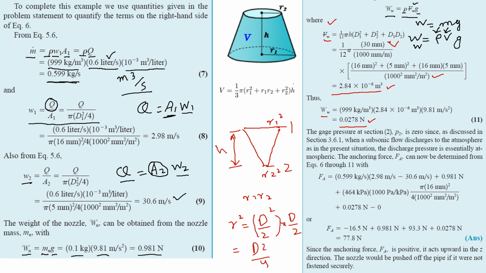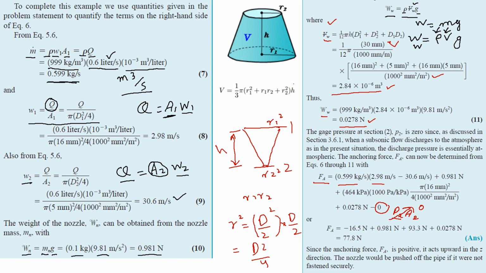Now we have all the known values, and we will just put them into our final equation to find our anchoring force, and all these terms will be solved. This at the end is representing our P2A2, because at section 2 of the nozzle the pressure was atmospheric, and when the pressure is atmospheric we equate it to 0. So this is what the 0 is representing.